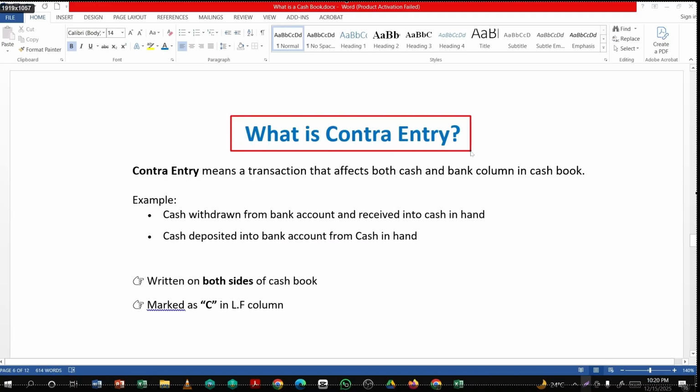What is a contra entry? A contra entry means a transaction that affects both the cash and bank columns in the cash book. For example, cash withdrawn from a bank account and received into cash in hand, and cash deposited into a bank account from cash in hand. It is written on both sides of the cash book, marked as C, that is contra, in the ledger folio column.